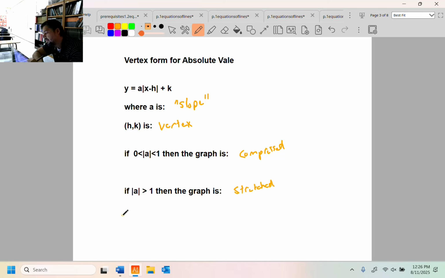Now, I also need a little note here that says if a is negative, not the absolute value of a, but if a is negative, the graph is vertically reflected. Maybe I'll remember to put that in the notes by the time I make copies. Who knows? But there's the vertex form for absolute value. And if you need to pause, go ahead and pause, but I'm trying to get this done in my lunch break.